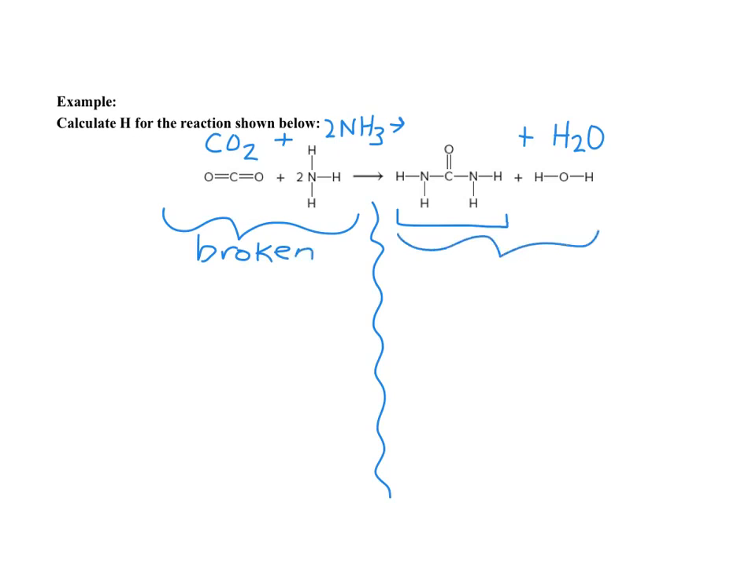And over here on my product side, these are the bonds that are being formed. So what I need to do to calculate delta H for my reaction, I have to add up all of the bond energies for the bonds that are being broken and subtract all of the bond energies for the bonds that are being formed. So I do need to add up all of the bonds that are going on here.